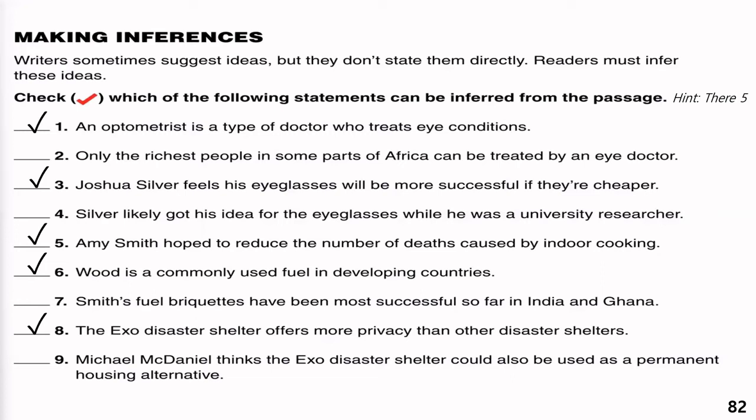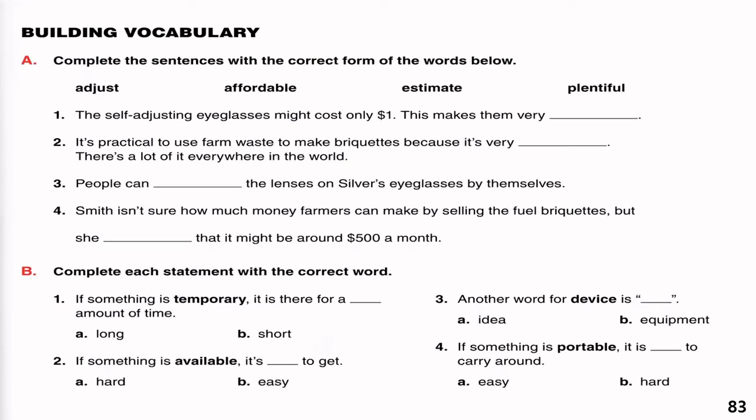If you're already there, on page 83, you can see building vocabulary. Okay, we will go there now. Okay, A and B. Fill in the correct word. We'll finish the sentences with the correct words and choose the best answer. Again, finishing the sentence. You have as much time as you need. Pause your video now.